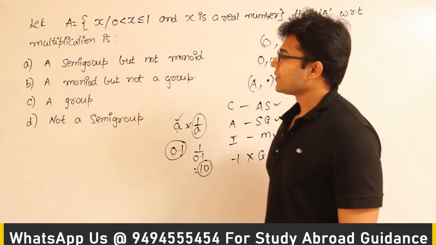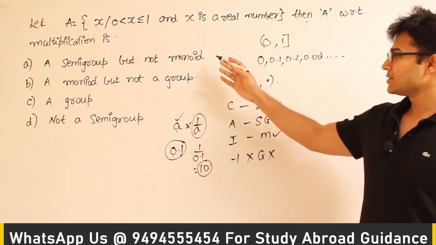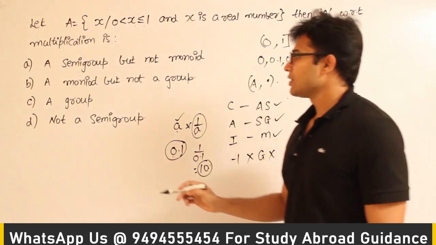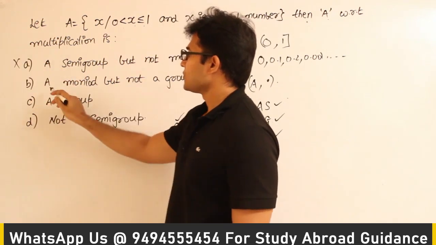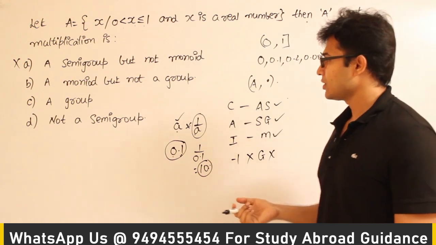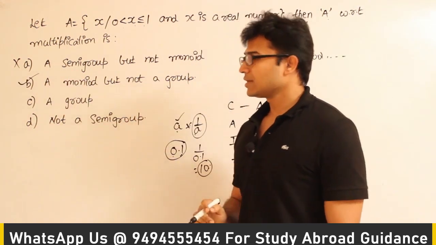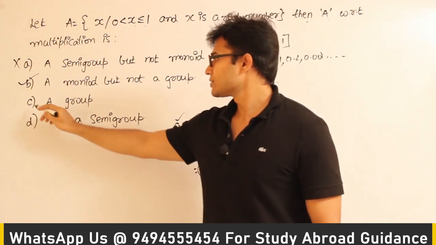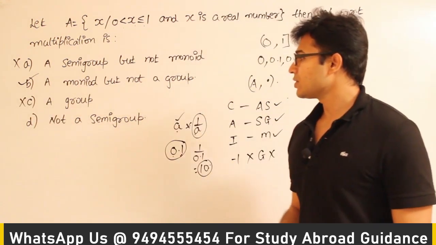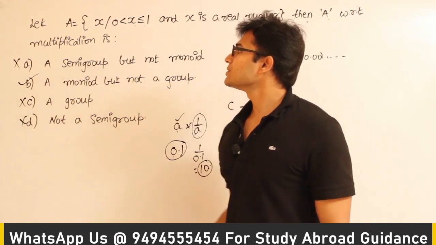See, option A is saying it is a semigroup but not a monoid. Actually it is a semigroup as well as a monoid. That is why option A is wrong. Option B is saying that it is a monoid but not a group. Yes, it is true. Option C is saying that it is a group. It is false. And option D is saying that it is not a semigroup. It is actually a semigroup, so false. So B is right. Okay.